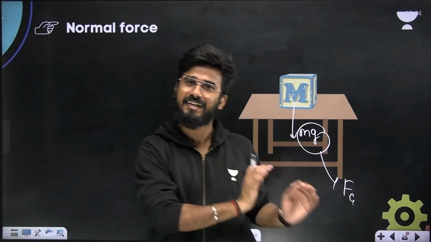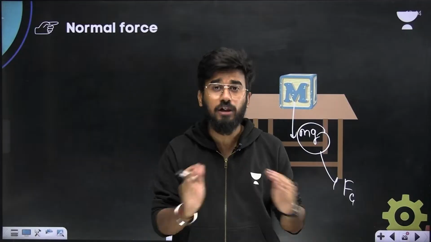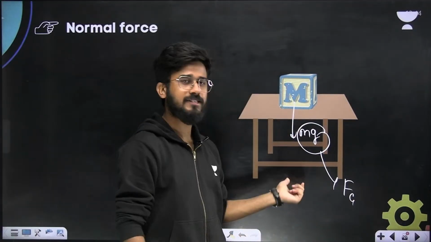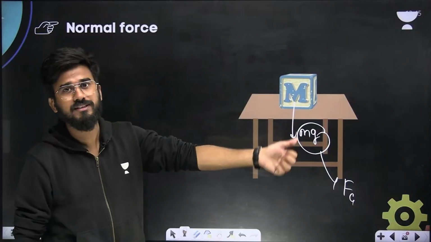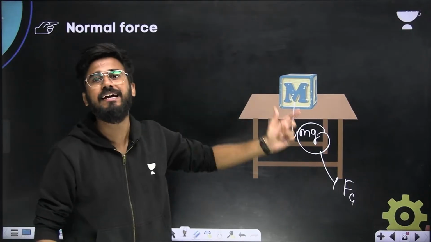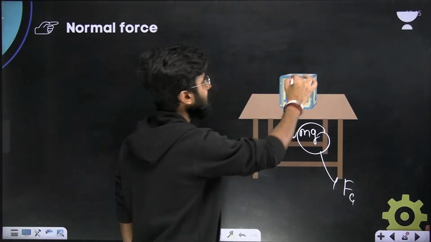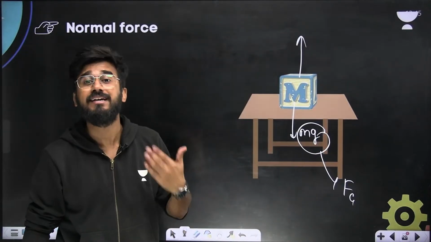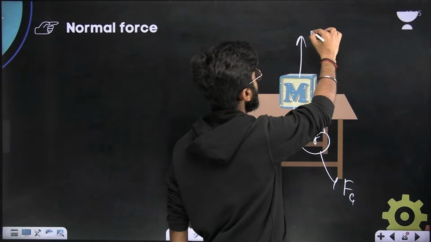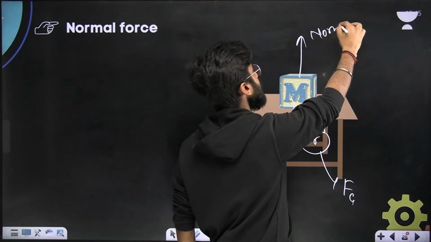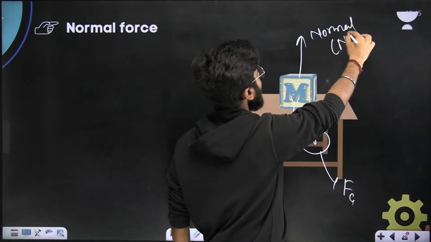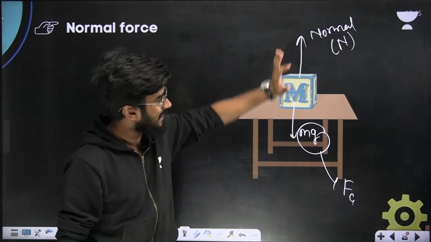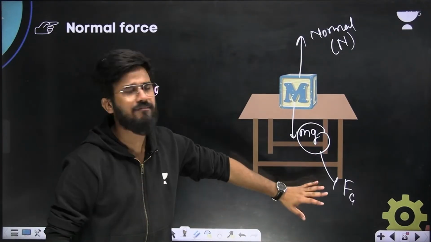So if a block is at rest, all the forces are cancelling each other. It means if this is downwards, there should be a force in the upward direction that cancels this gravitational force. What is that force? That particular force is the normal reaction, your normal force. It is denoted by N, and sometimes also by R. So the normal cancels mg, the gravitational force.